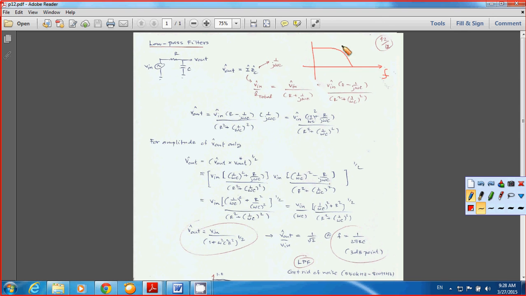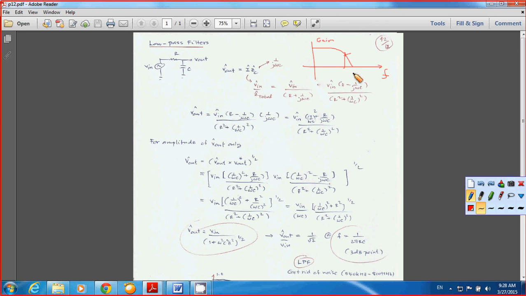This is the frequency and this is the gain, which can be either only the ratio of V out over V in, or in terms of dB, you simply apply 20 log base 10 of the ratio V out over V in. You do the same thing. You want to find the cutoff frequency or the 3 dB point, so you have to derive the equation for the gain or the ratio of V out over V in.